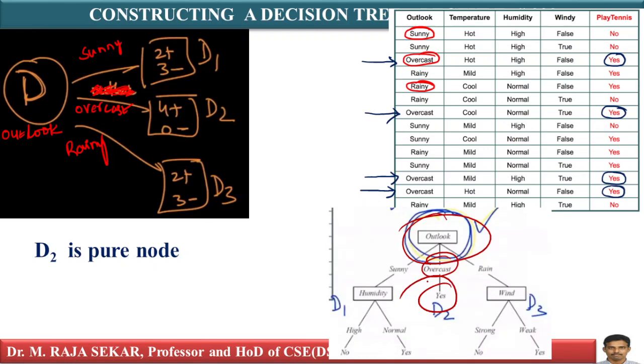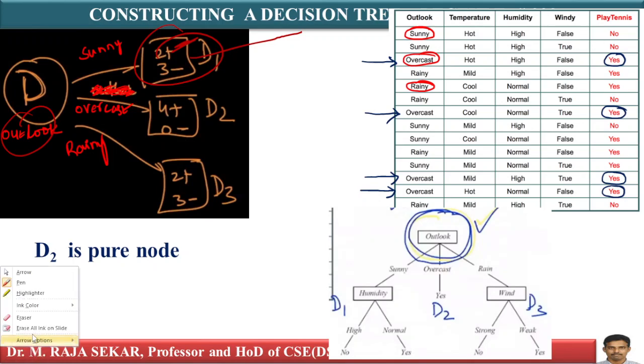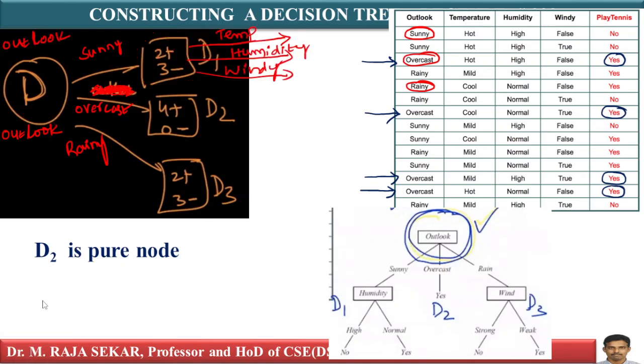This is my data set D2. I don't have to go any further at this point. What about my D1? D1 has 2 positive points and 3 negative points. I need to still break it further. At D1, I have to check temperature, humidity, windy. Why? Because Outlook is already completed. Now here you have to check, what you have to check? We have to check temperature, humidity, and windy, isn't it?